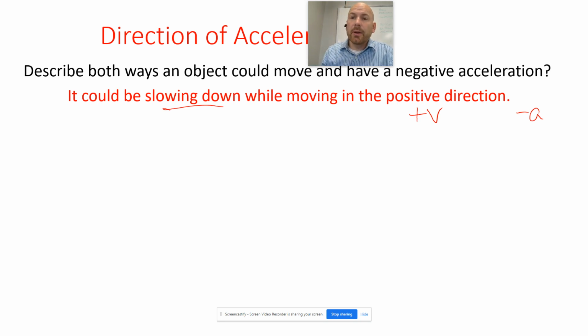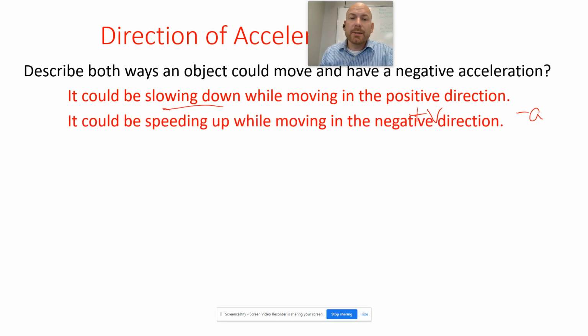Or the other way you could have a negative acceleration is if you're speeding up while moving in the negative direction. So you're speeding up, moving in the negative direction. If you're speeding up, then the sign of acceleration is the same as velocity. So you have a negative acceleration. So that is one way to determine the direction of acceleration.